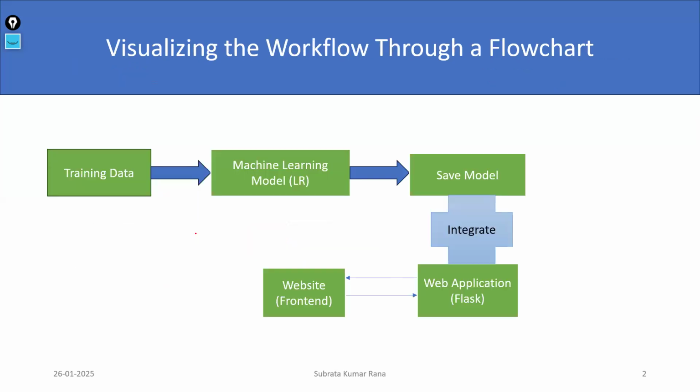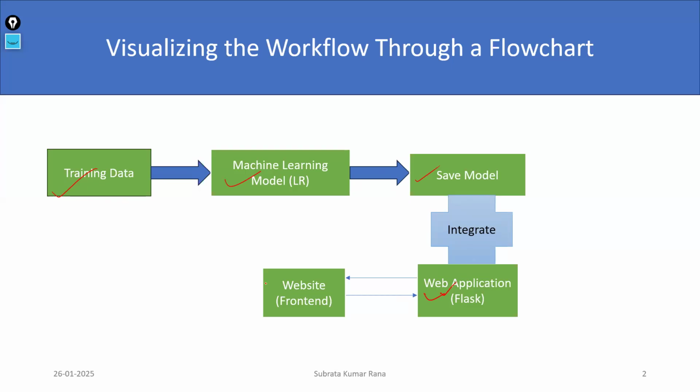Now let's learn the workflow through this flowchart. So it will be easy. So first what we'll do, we are going to load the data set, basically collect the training data set first. Then from the data set, we'll create our machine learning model and then we'll save that model as a pickle file, and we'll create our web application, Flask API basically. And we'll integrate this model with this API.